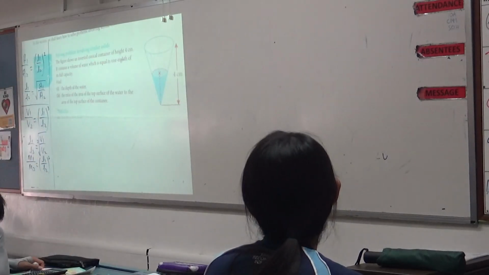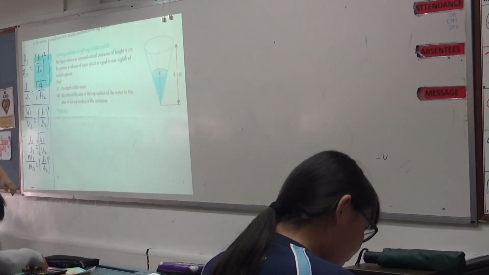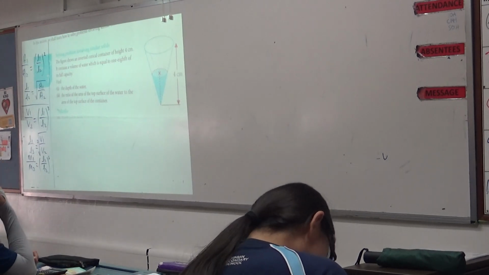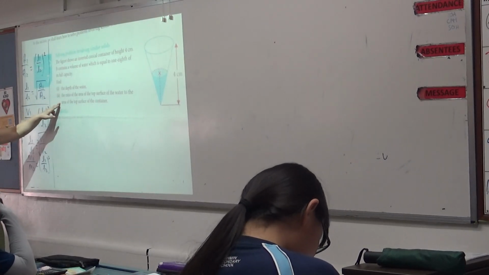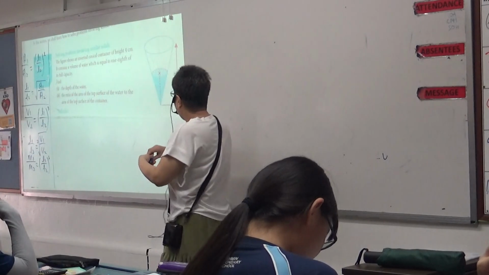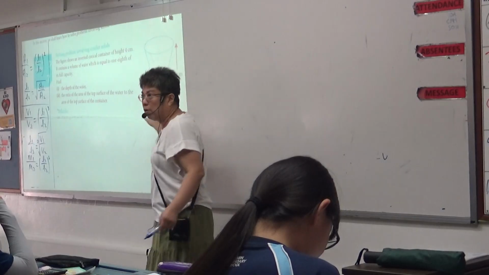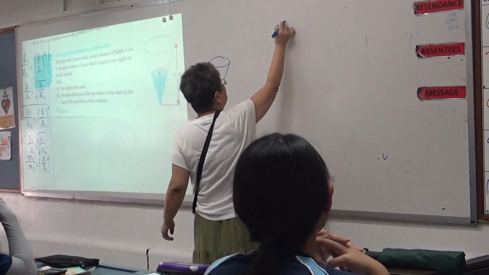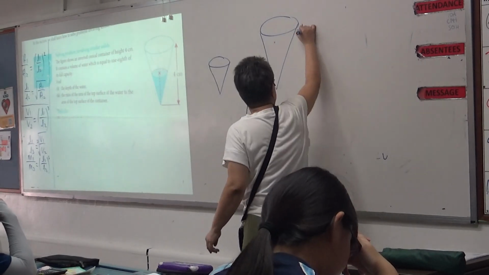The figure shows an inverted conical container of height 4 cm. It contains a volume of water which is equal to 1/8 of the full capacity. Find the depth of water, and the ratio of the area of the top surface of the water to the area of the top surface of the container. Do you agree that if I pour water until this depth, this cone is similar to this cone, correct? Now, I'm going to draw it out separately. This is the small cone with the water. This is the large cone. Am I right to say that?